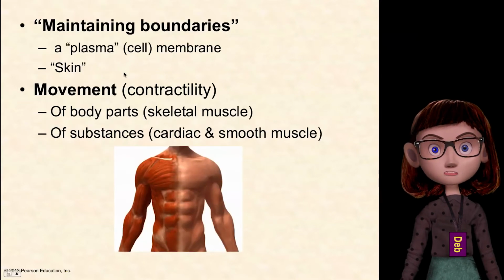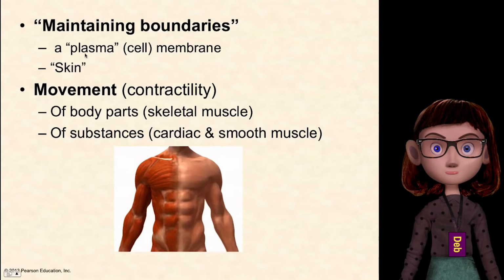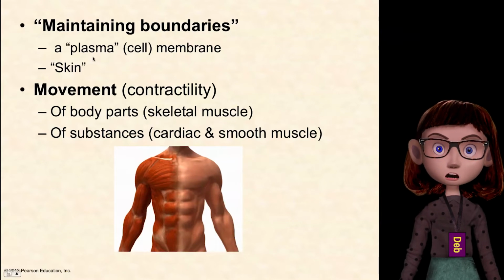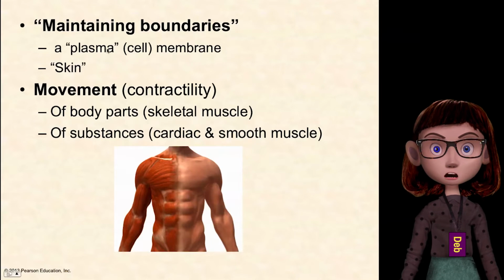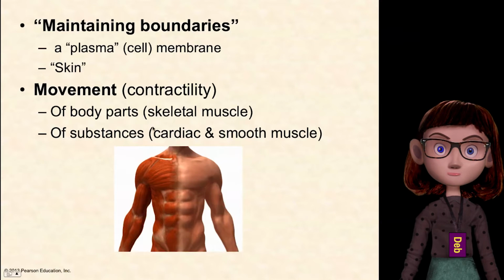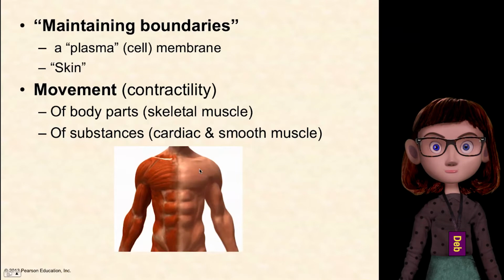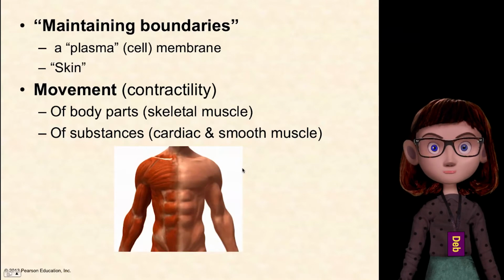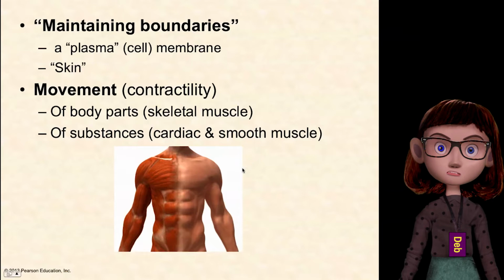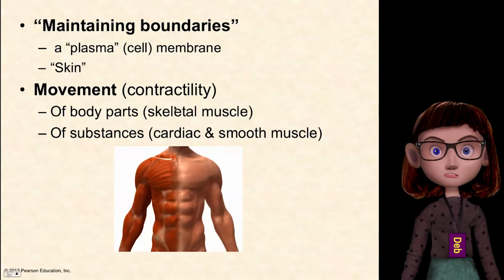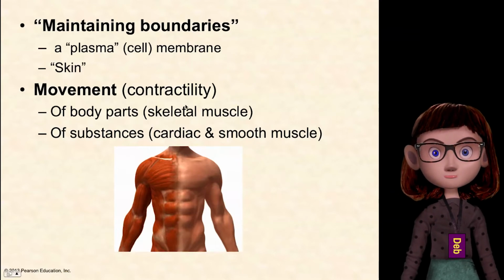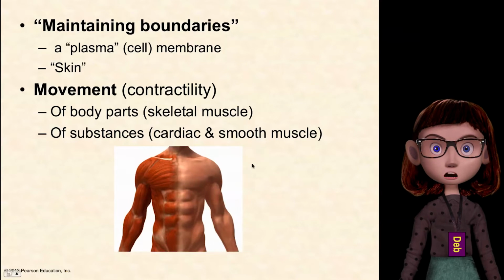Okay, and it goes through here kind of defining each of these. Maintaining boundaries, they give you the example here of a plasma membrane or the cell membrane that surrounds each cell. Your skin is also a boundary between your internal environment and the external environment. There it is over here. Movement is also called contractility, and it has to do with muscles. Movement of your body parts is achieved by skeletal muscle, and the movement of substances within the body is achieved through the movement of cardiac muscle and smooth muscle.